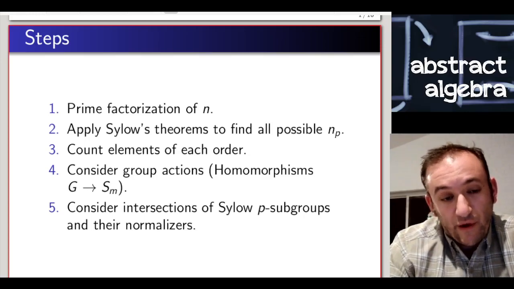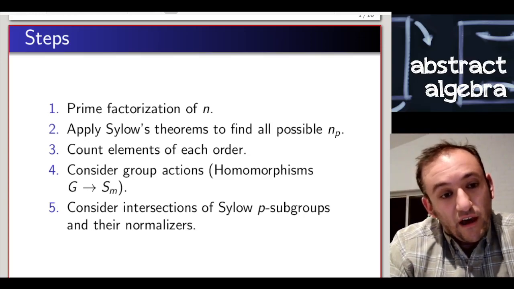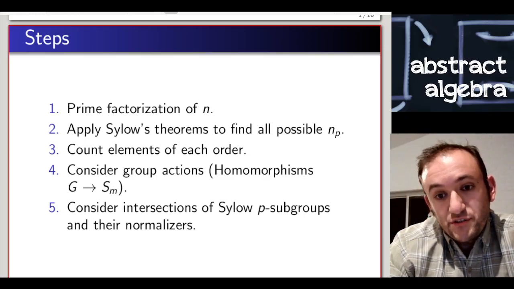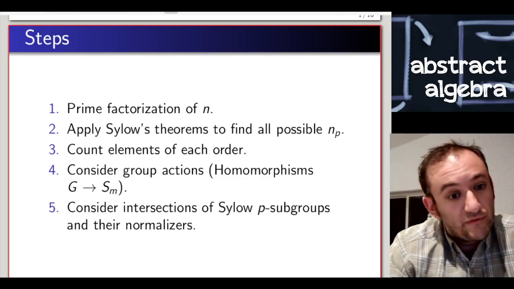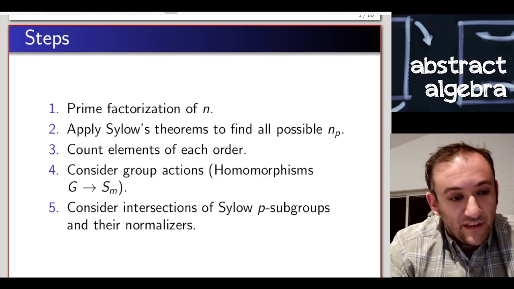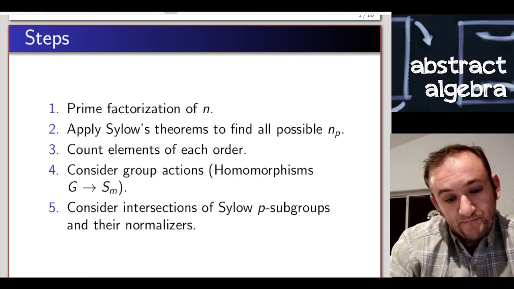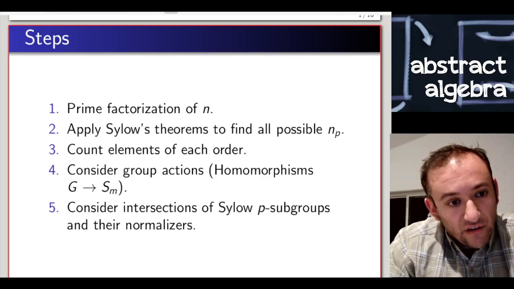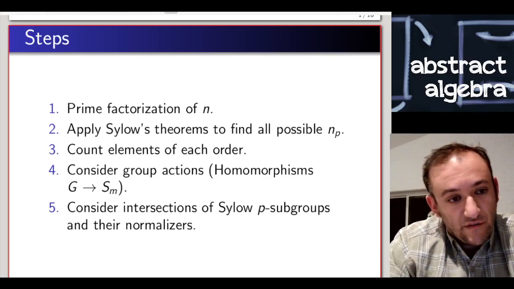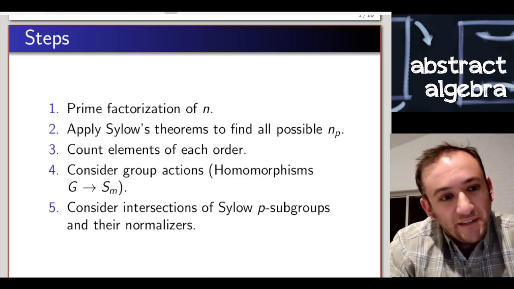Next, if you haven't figured out yet that your group is not simple, you can consider group actions, which induce homomorphisms from your group to a permutation group. And finally, if things really are complicated, then you can consider intersections of Sylow P subgroups and their normalizers. Let's talk a little bit more about each of these steps. The first step doesn't need any more explanation, just make sure you do it carefully.